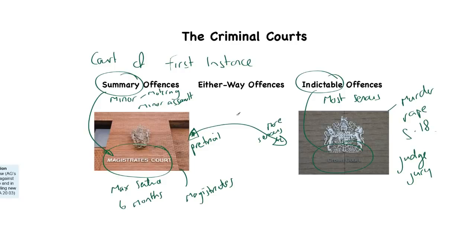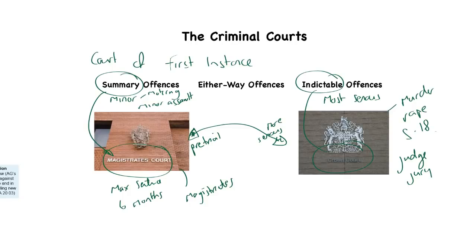If I was to steal, I don't know, 2 loaves of bread and some milk, that would still be theft, but it's likely to be in the magistrate's court. If I was to steal £2 billion from Barings Bank, that's almost certainly going to be heard in the Crown Court. Still theft, they're both theft, but one might be in the Crown Court because of its serious nature.